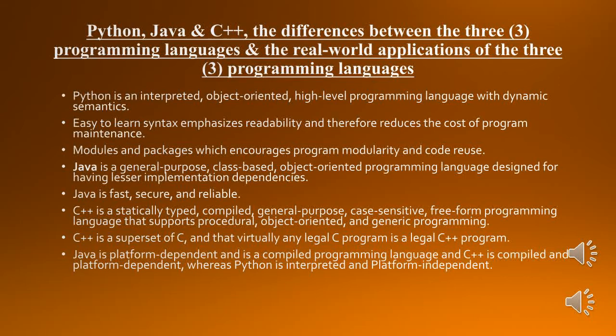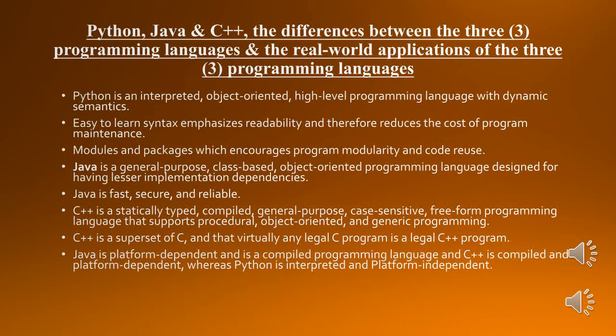Since there is no compilation step, the edit-test-debug cycle is incredibly fast. Debugging a Python program is easy. A bug or bad input will never cause a segmentation fault. Instead, when the interpreter discovers an error, it raises an exception. When the program doesn't catch the exception, the interpreter prints a stack trace.